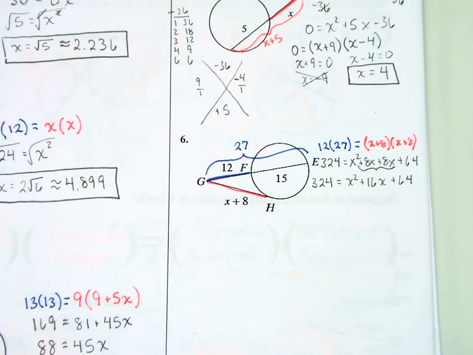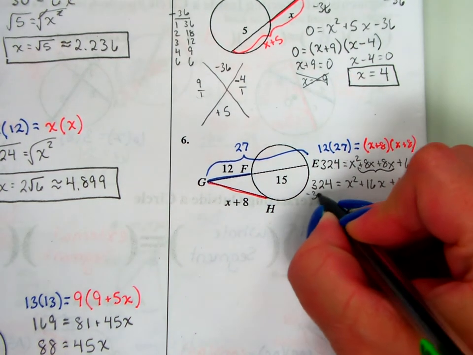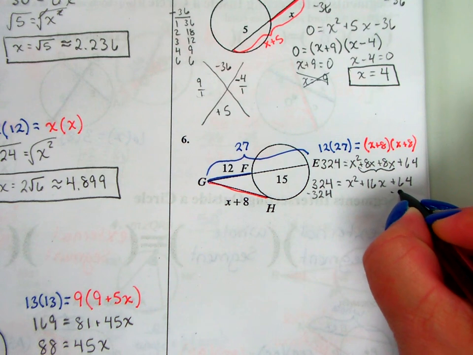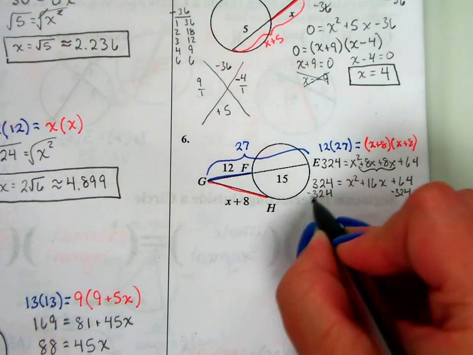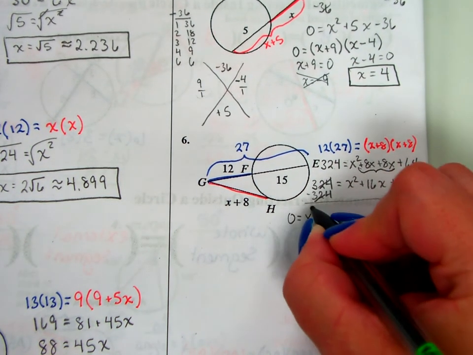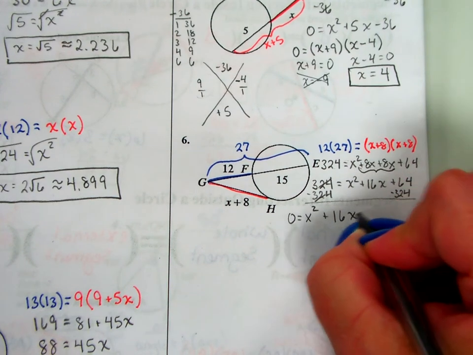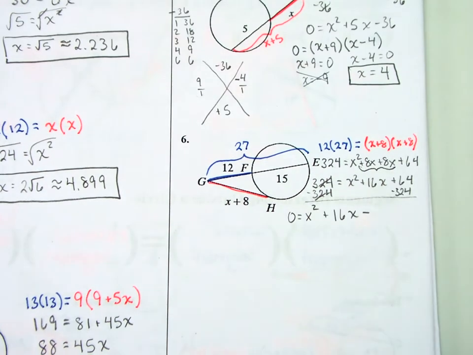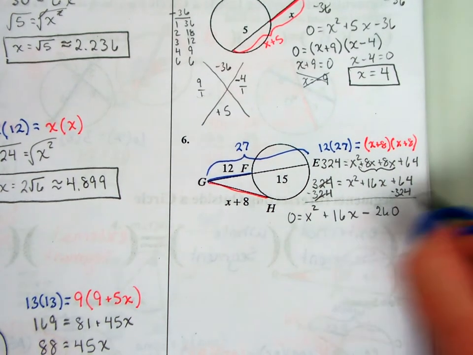Again, because I have an x squared and I have an x, I'm going to have to do Miss Bishop's favorite F word and factor. But in order to factor, I need this to be equal to 0, so what do I have to do first? Subtract the 324. So I'm going to end up subtracting the 324 from the 64. So x squared, well, equals 0. X squared plus 16x minus 260.